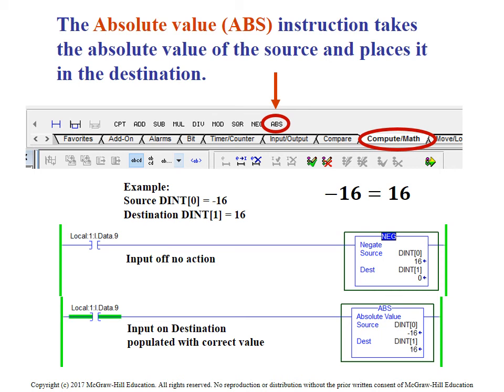So the final piece of this is the absolute value instruction. No matter what numeric value you bring into it, it sets it to a positive number. Essentially, it doesn't care if it's positive or negative going into it. It's going to be positive coming out. So if I set a negative 16 in there, it would give me a positive 16 out.